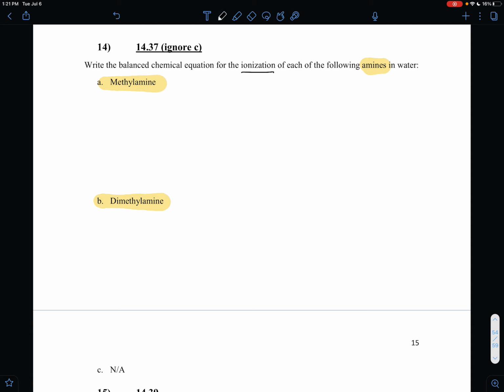Ionization is a process of gaining charges. An ion is an atom or a group of atoms that has a positive or a negative charge. So what we're going to be drawing is these amines gaining charges when we put them in water. Ultimately, the amines are going to be acting like bases.